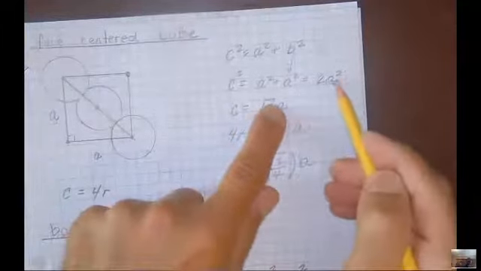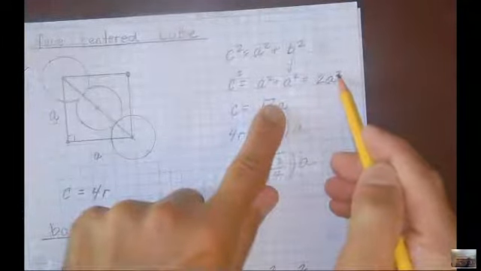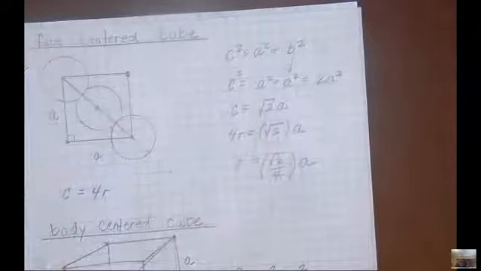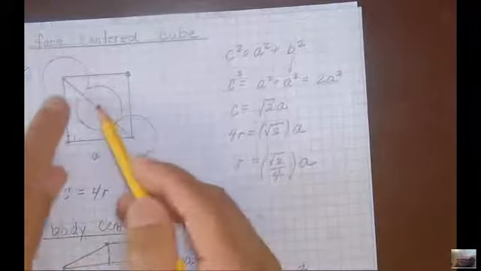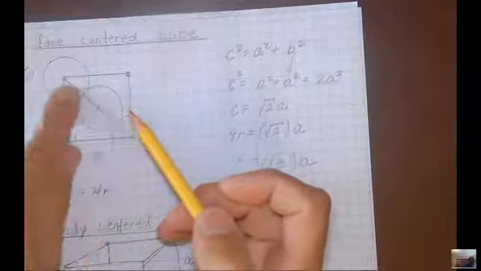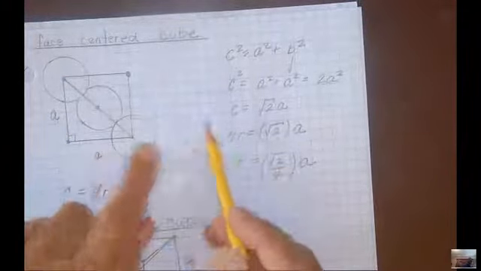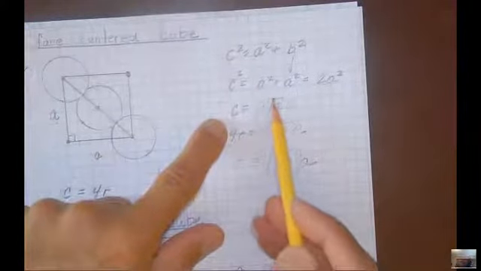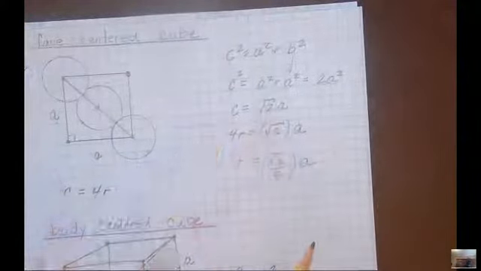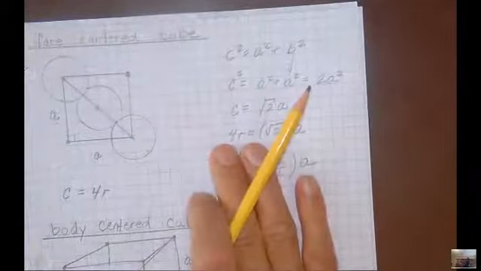And then what happened to the square root of a squared? That just becomes a. So the relationship that we knew between the hypotenuse of a right triangle and the two lengths, when the two lengths are equal, is c is equal to the square root of 2 times a. All right, let's make another substitution.